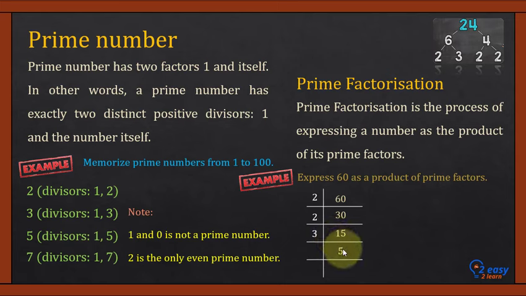The answer is 5. 5 cannot be divided by 3. So we will think of the next prime number. The next prime number is 5. So 5 can be divided by 5 and the answer is 1. So prime factors of 60 are 2, 2, 3 and 5. Now we have to write it as a product of prime factors. So we will write 2 times 2 times 3 times 5.